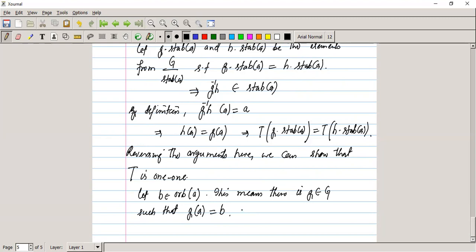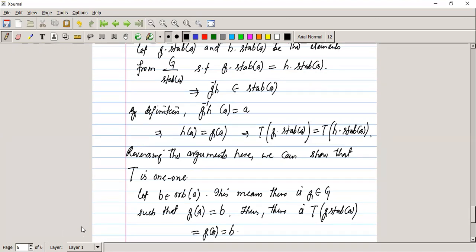So thus, we need to find something from G upon stabilizer of A whose image is this B. So thus there is T of G stabilizer of A, then by definition this is equal to G of A and this is equal to B. So therefore for every element B in the orbit of A, there is G stabilizer of A in G upon stabilizer of A such that T of G stabilizer of A is equal to B. So therefore this means that the mapping is an onto mapping.